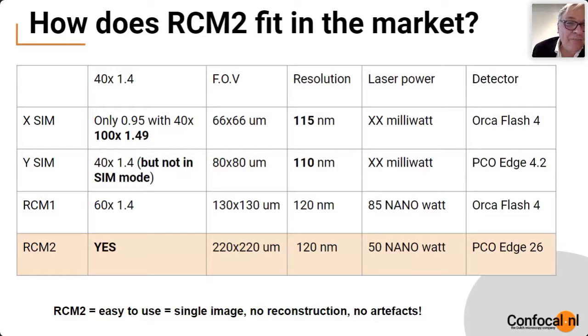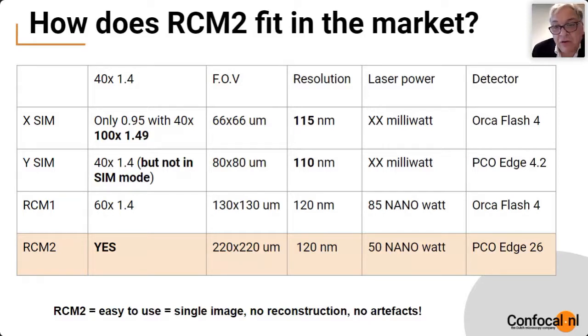Company X can work with 40x, but only with 0.95 NA. To get the resolution they claim, 150 nanometer, they need to use the 100x 1.49 lens. Look at the field of view and look at the laser power they use: surely double-digit milliwatts. Company Y has a 40x 1.4, but they cannot use that combination in SIM mode. Look at the field of view, the resolution, and the double-digit milliwatts.